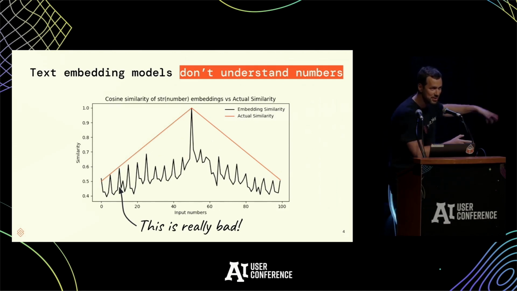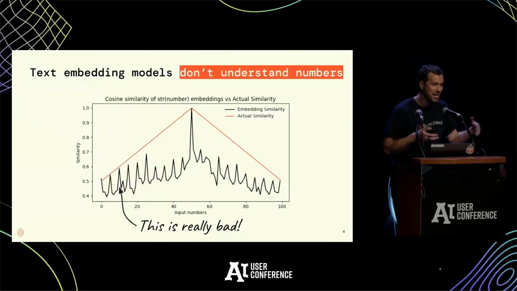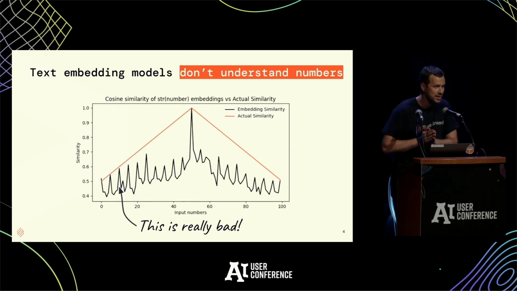So just a quick experiment you can replicate at home, do try it. Take 100 numbers from 1 to 100, stringify them, encode them with an OpenAI embedding model to get these vectors out, and then make this chart. This chart is done by grabbing the vector that encodes the number 50 and calculating its similarity to all the other vectors. And what you would expect if the model actually understood numbers is that similarity would drop along that orange line, right? So 50 is the same as 50, and then it drops as we go further.